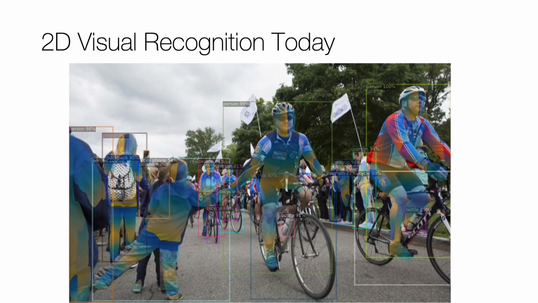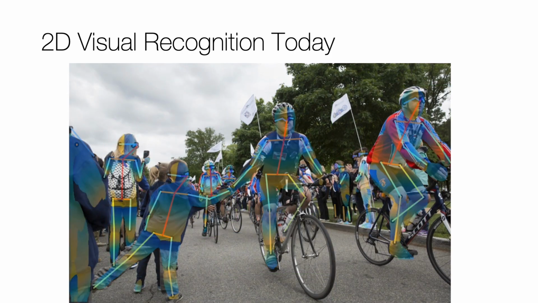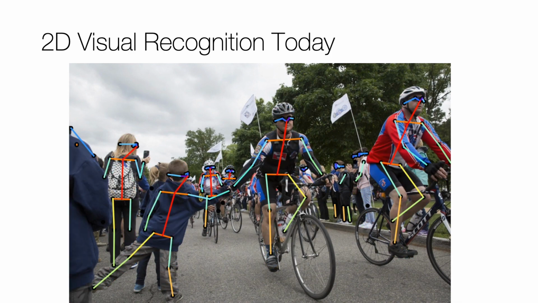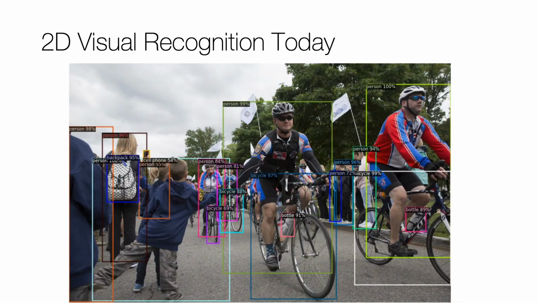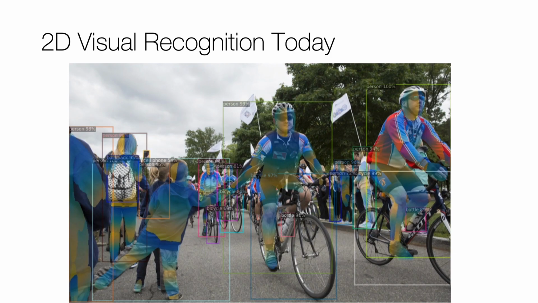In 2D, visual recognition has witnessed tremendous progress. We've built systems that can recognize and localize all objects in a scene and even parse their pose. This video shows the output of a panoptic segmentation system, Mask R-CNN, and DensePose, all developed by my colleagues at FAIR.